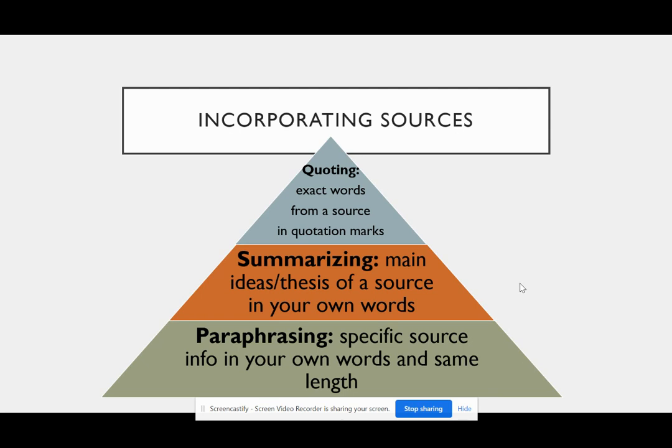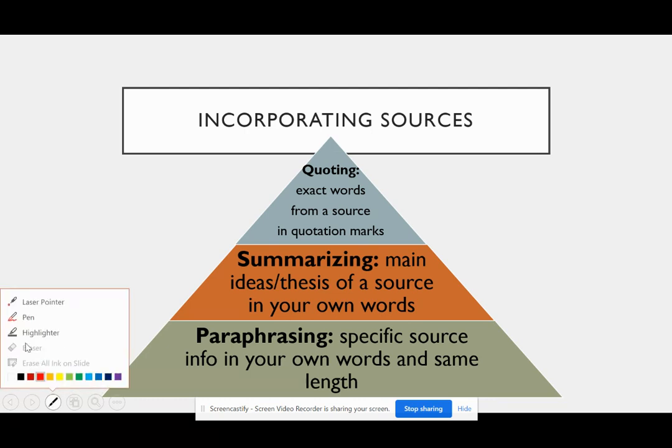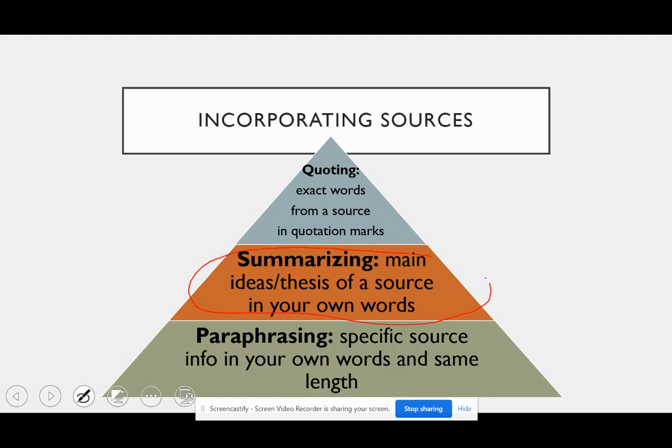Let's start with the middle one right here. We can take the entire source, entire article, or video, or whatever it is we're using as a source, and we can sum it up, right? So with summary, we take something long and we distill it down to the main ideas, or the main argument that it's making. And y'all did that a lot with those reader responses, so you're pretty familiar with that.